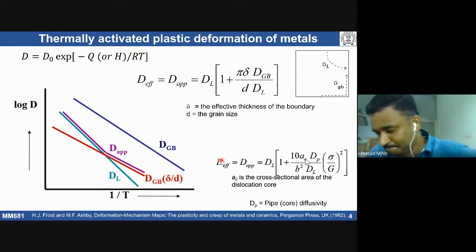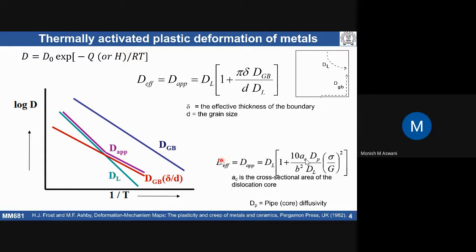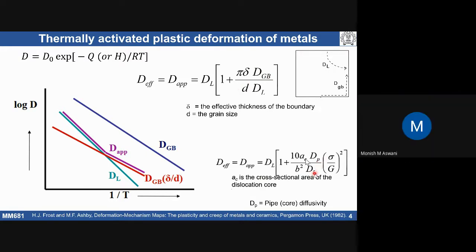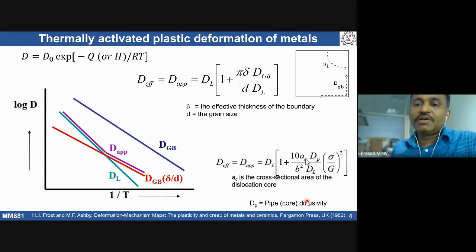Sir, what is the difference between the two formulas? D effective you have put two times. What's the difference between the top and bottom one? The bottom one is actually pipe diffusion. It considers pipe diffusion. Here, grain boundary diffusion, we are not considering pipe diffusion in this case. What is pipe diffusion? Pipe diffusion is along dislocations. Dislocations can also contribute to diffusion. The atoms can diffuse through the dislocation core. That is called pipe diffusivity.